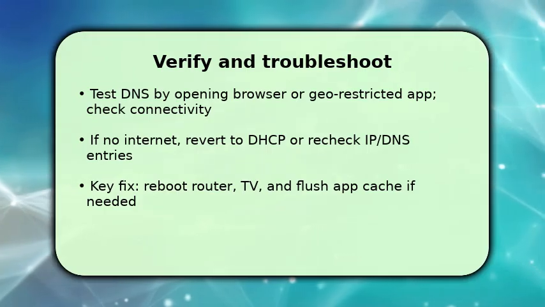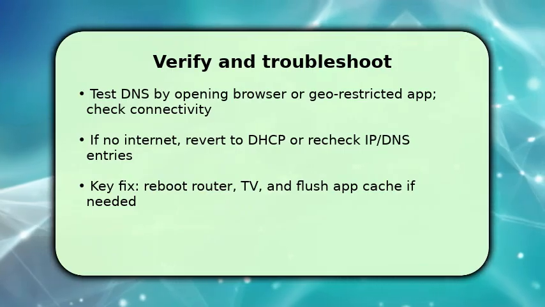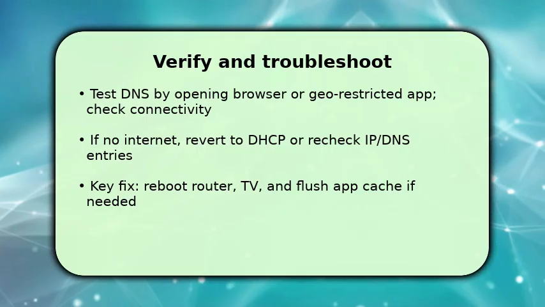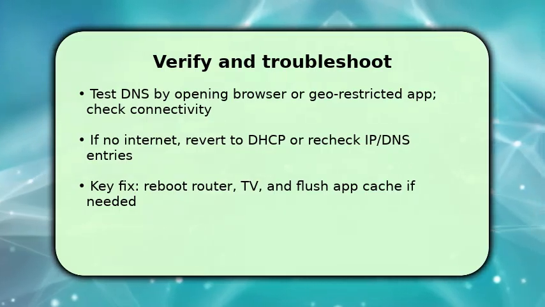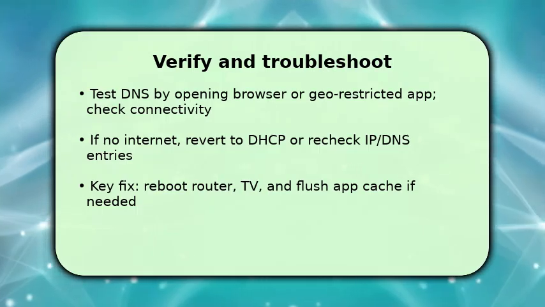Common errors are wrong gateway, prefix, or mistyped DNS. Once done, reboot the router and TV and clear the app cache to remove stale DNS. If issues persist, put original settings back, test another DNS provider, then reapply carefully to isolate the problem.